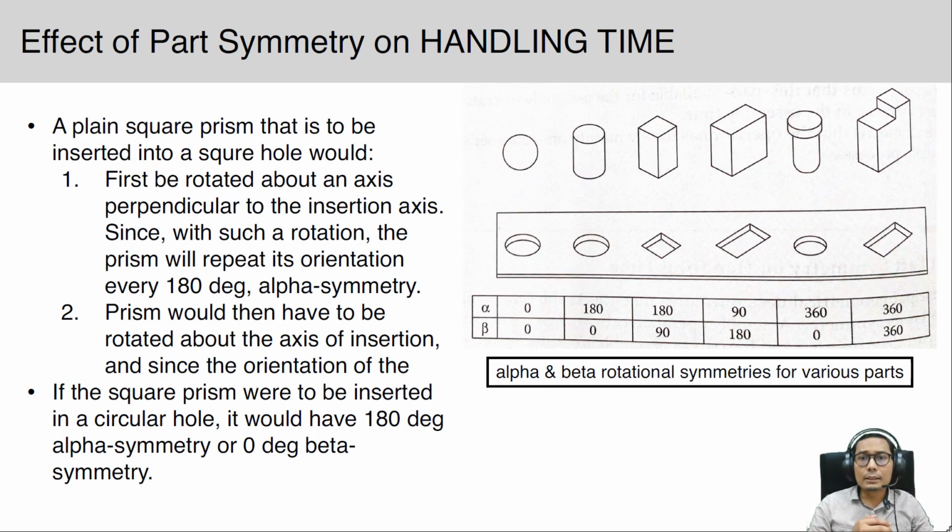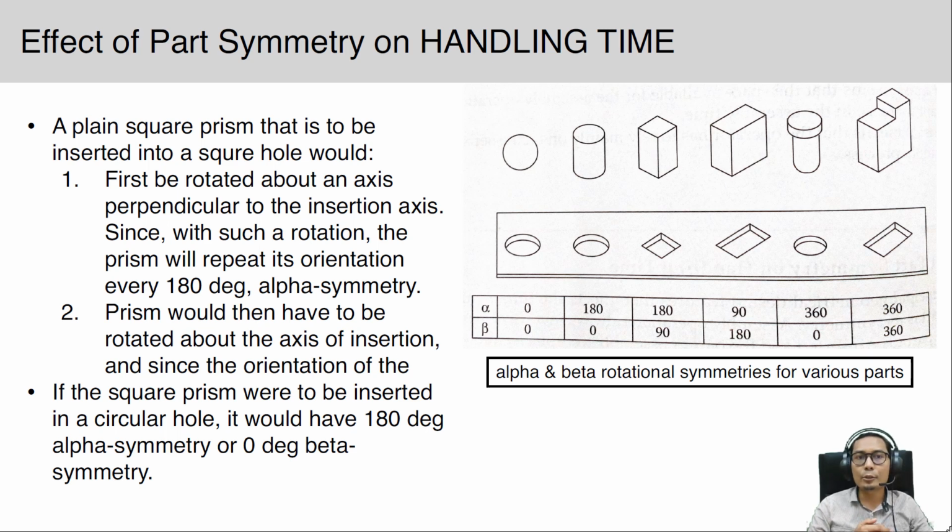So, continue talking about the effect of part symmetry on handling time. As you can see in the figure, there are the alpha and beta rotational symmetries for various parts, the rounded shape, also the rectangular shape.